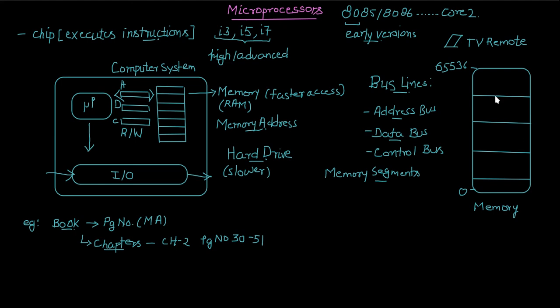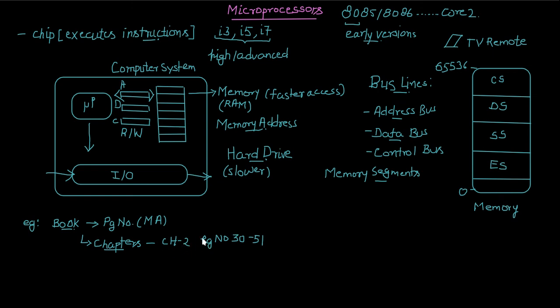We have primarily four types of segments. One is the code segment, CS, which stands for code segment. We have the data segment, we have the stack segment, SS, and the extra segment. And what are these segments? We're going to discuss them in detail. They all have different purposes, and that's why we have different segments.